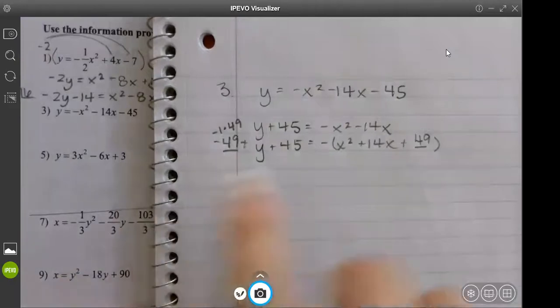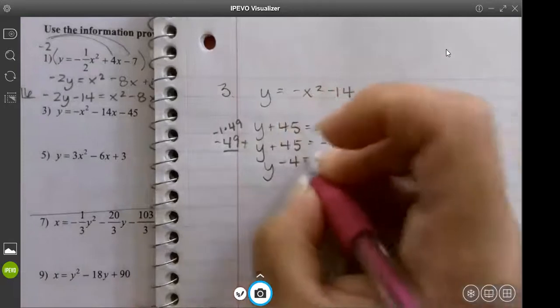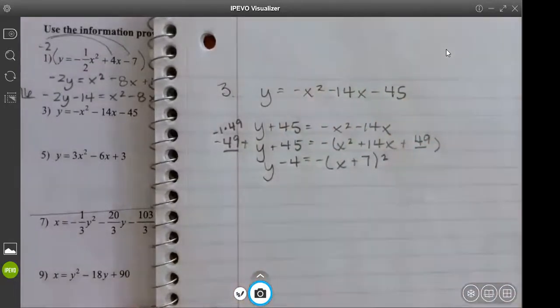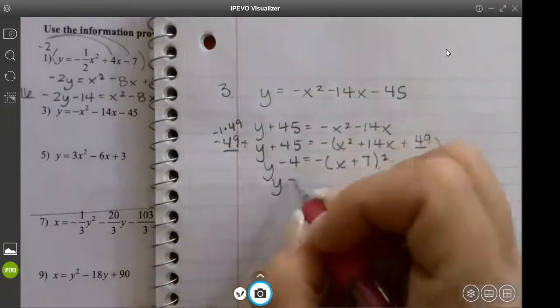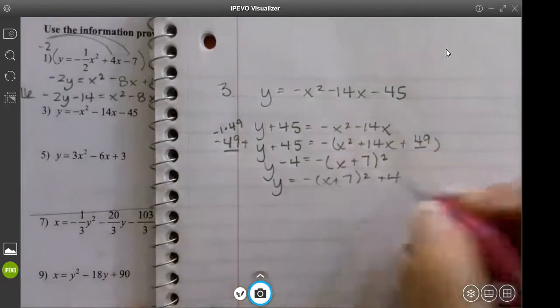And then we're going to clean it up. -49 plus 45 is -4. Rewrite it, x plus 7 squared. Add your 4 to the other side. y equals -x plus 7 squared. Add your 4.